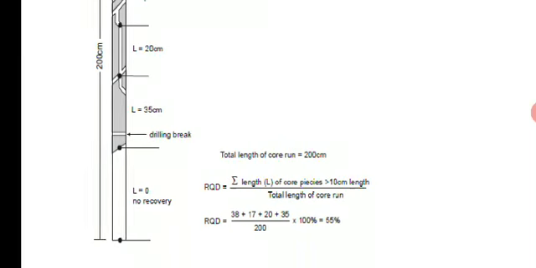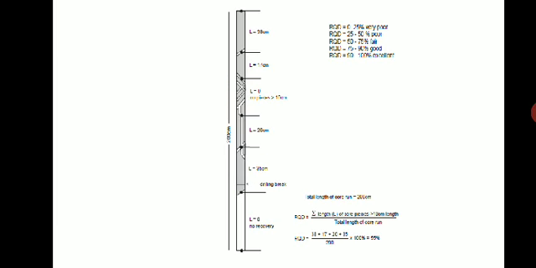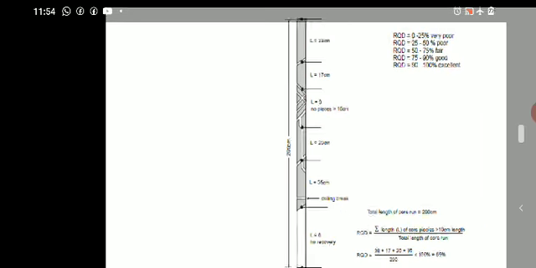So if you add 38 plus 17 plus 20 plus 35, divide by the total and multiply into 100, the answer you get is 55%. So for 55%, what is the RQD?